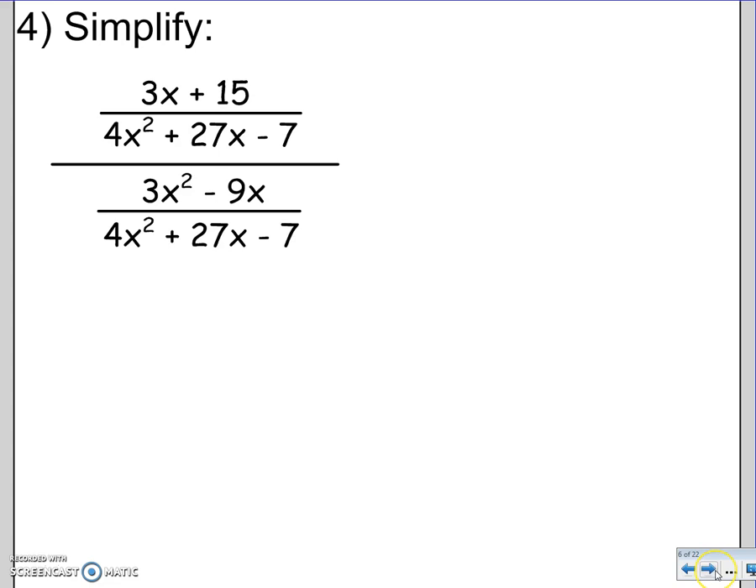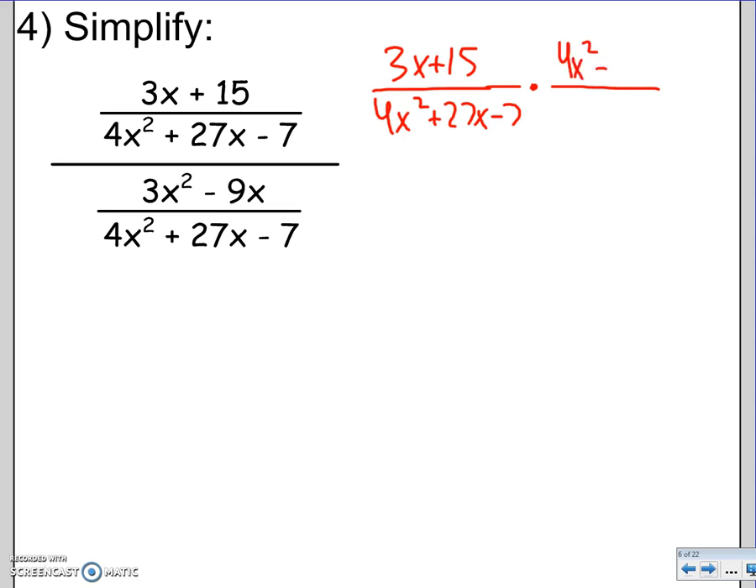Next one, number 4. Simplify. It's a fraction, divide fraction. So I'm going to have to flip the second fraction so I make it a multiplication. So the first fraction stays the same. Times, I'm going to flip that second fraction. So 4x squared plus 27x minus 7 on top, 3x squared minus 9x on bottom. Alright, then we do the same 3 steps.